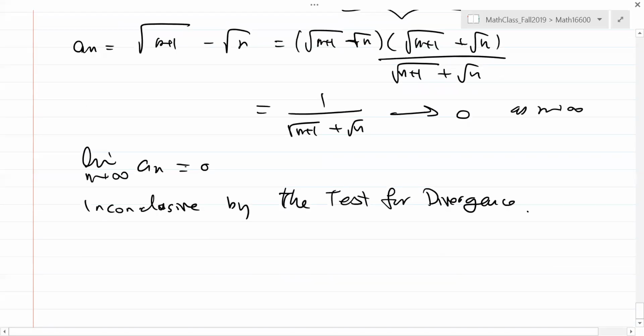So we have to go back to the original definition. We have to look at the partial sum.